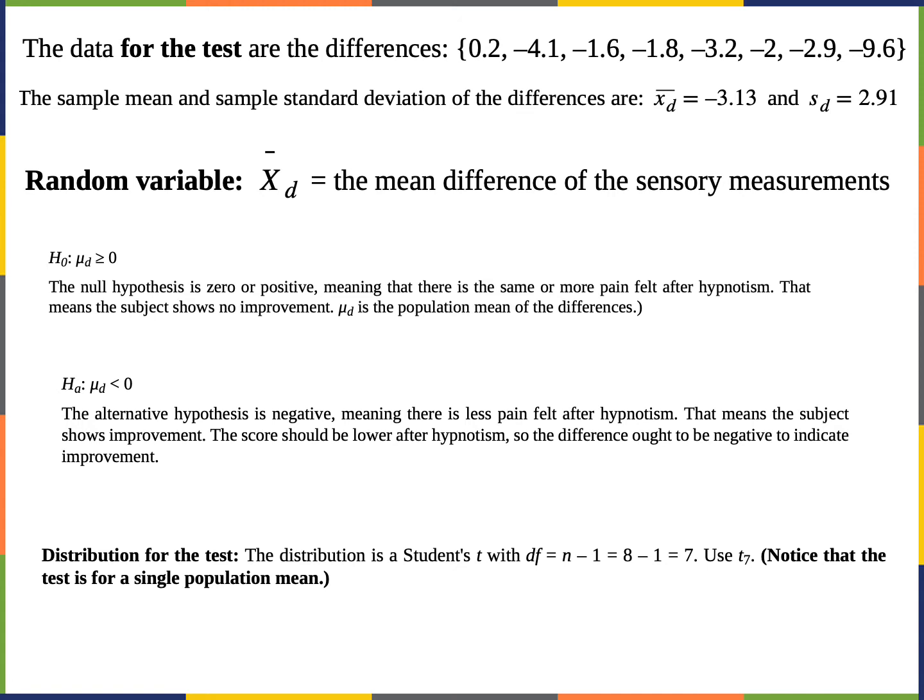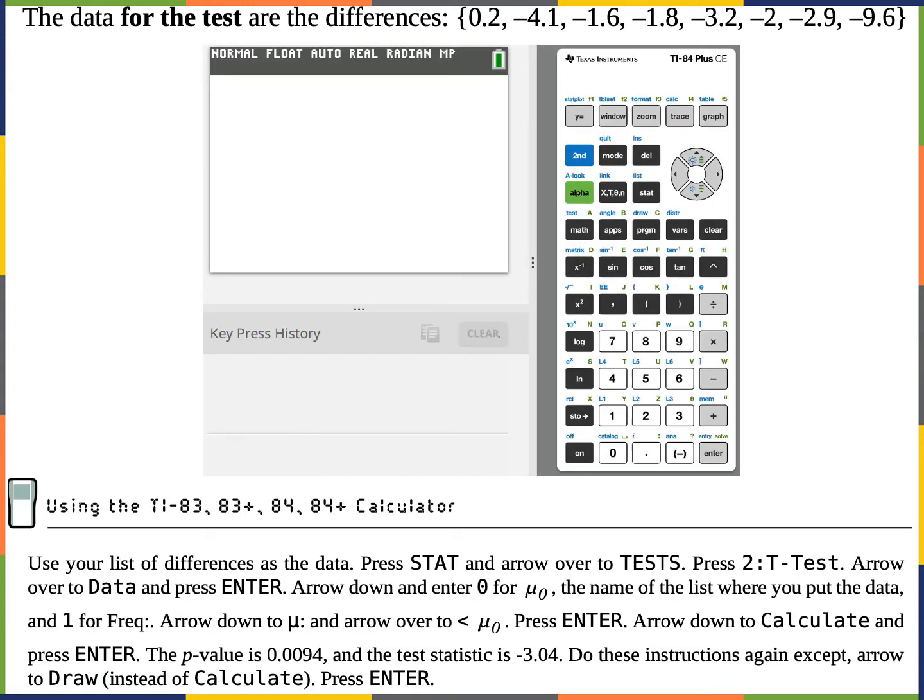So what are we going to use? We're going to use a student's t with degrees of freedom. How many pairs of samples are there? There were 8 pairs, minus 1, so that's 7. So we use a test for a single population mean. Let's go ahead and look at that.